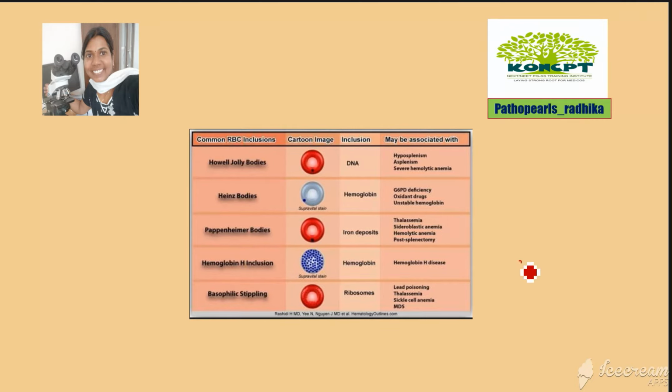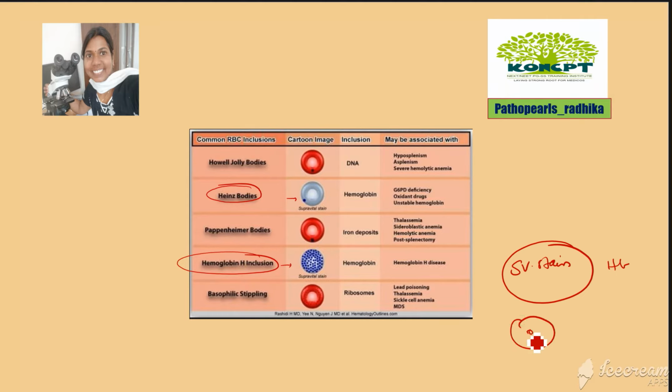Now if you have a supravital stain, most commonly it is done to assess the hemoglobin inclusions in the RBC. So what are the hemoglobin inclusions in the RBC? You have two things. One is Heinz body, the other one is HbH inclusion. If you have a single inclusion, it's a Heinz body. If you have multiple inclusions, it's called HbH inclusion. Multiple inclusions will create a golf ball like appearance in the RBC. So golf ball like inclusions in RBC are seen in HbH disease.